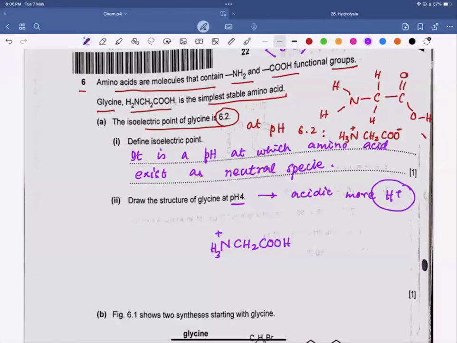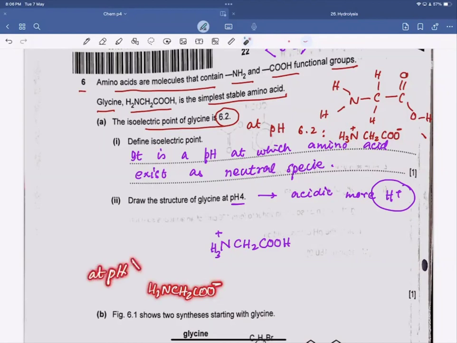Yes, and in alkaline, if the pH is greater than 6.2, then this part stays COO negative, and from here the hydrogen is released, and the structure would be like this: H2N, CH2, COO negative. It is at pH greater than 6.2, because it is going to be considered as an alkaline pH for this amino acid. Good, Maham. Is this clear to all of you? Okay, now next part.